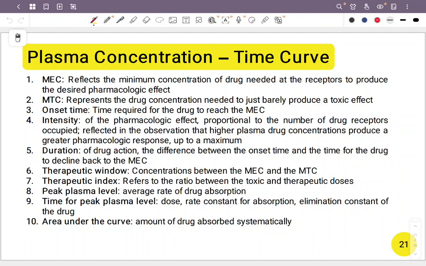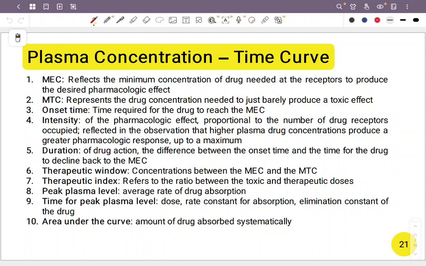Then, our next term is our MTC or minimum toxic concentration, and it represents the drug concentration needed to just barely produce a toxic effect. Then kanang MTC guys, most likely mas taas na siya kaysa sa MEC nato. Then our next term is our onset time, which is the time required for the drug to reach the MEC.